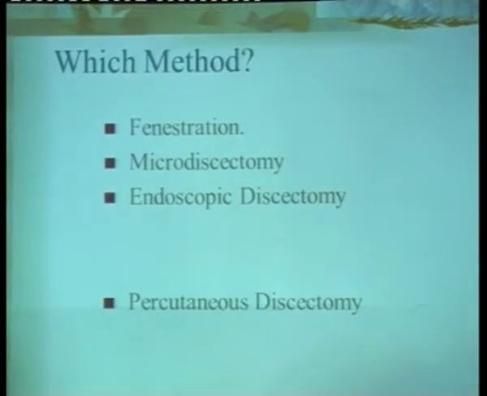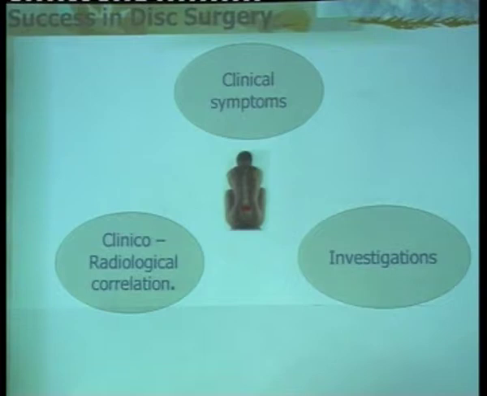So once you decide to operate, which method? Fenestration, microdiscectomy or endodiscectomy. Now literature shows that there is very little to choose between these three. At the end of 3 weeks, a well-performed fenestration or a microdiscectomy or endoscopic discectomy have no advantage over each other. Percutaneous discectomy is of course very controversial and has a relapse rate of up to 46% and hence is not a major option.